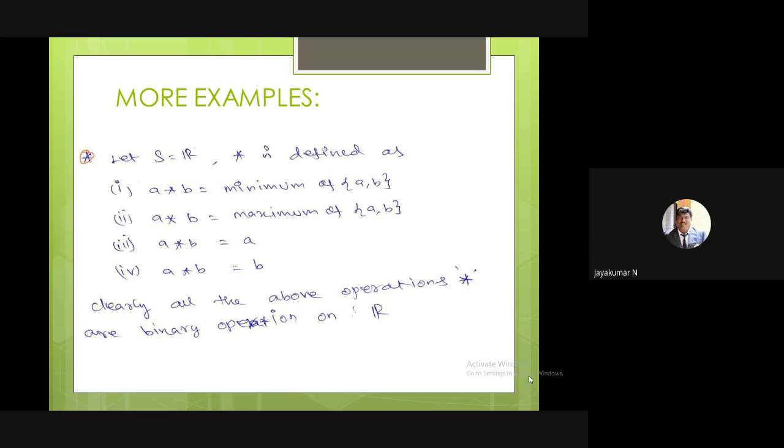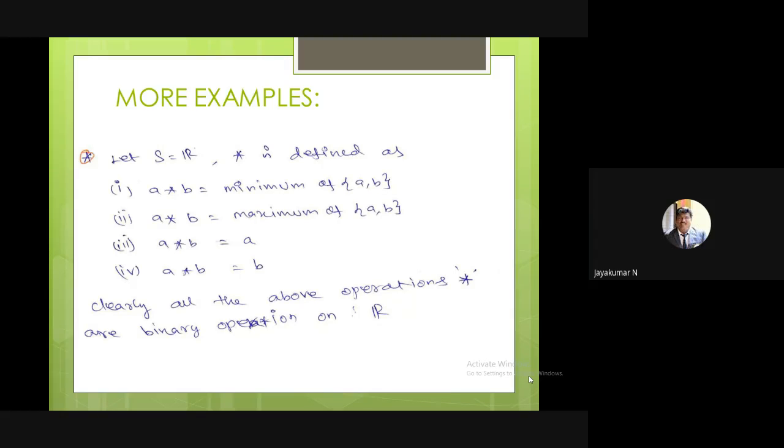Then the third operation: if you choose two numbers a and b and apply the operation, the output is only the first number. Whether it is binary or not. One more example: if you choose two numbers from the real numbers and operate, the output is only the second number. Whether it is binary or not.